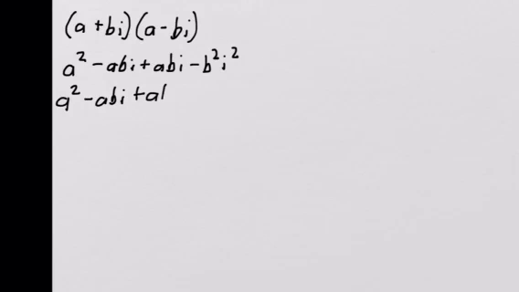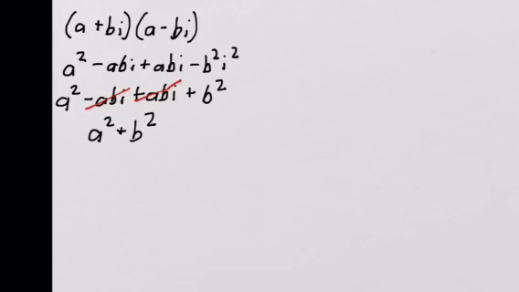plus abi plus b squared. Well, the abi terms cancel out. So I get a squared plus b squared. What's important here isn't necessarily that you get a squared plus b squared, although you can use it as a shortcut. But what's important here is that this is a real number.